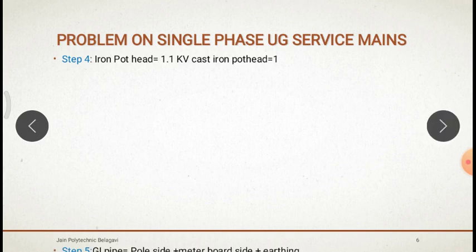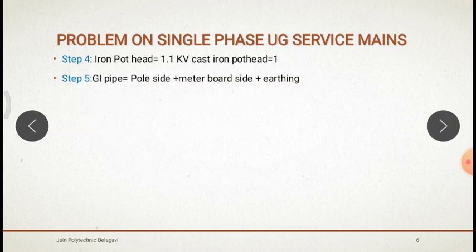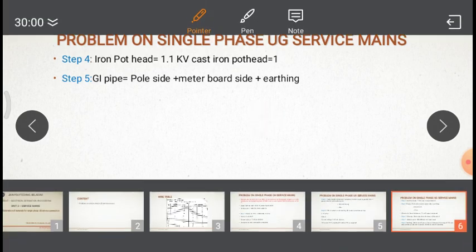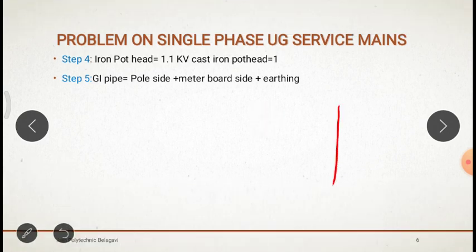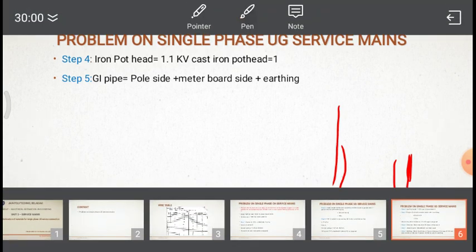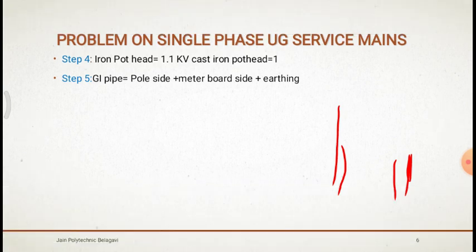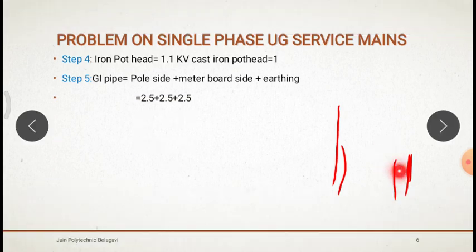Next is galvanized iron pipe. We need GI pipe at the pole. Assume this is the consumer side. So pole side we need a GI pipe, and consumer side also we need a GI pipe. That is 2.5 meter for the pole side, and meter board side also 2.5 meter. And for earthing, we added it here because the same GI pipe is required. 40 mm GI pipe of 3 mm thickness we require. So earthing also we added here.